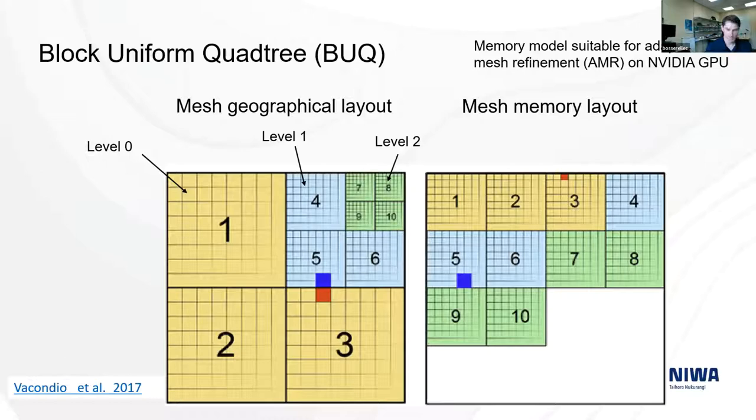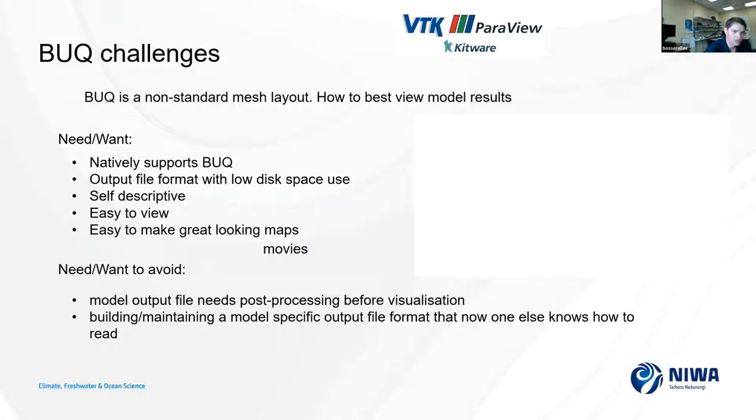Another issue is that block uniform quad trees are not a very widespread mesh layout, so there's not a lot of support for it. When I started developing the block uniform quad tree with multiple levels, I got stuck pretty quickly because although I could lay things out within the memory, I didn't have a format that I could save onto the disk to look at the result and make sure I was doing the right things. So we looked at different options.